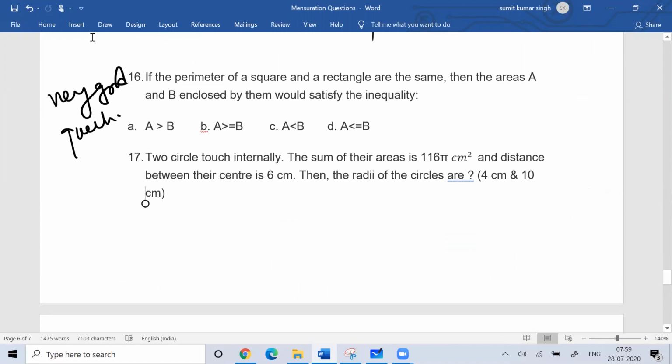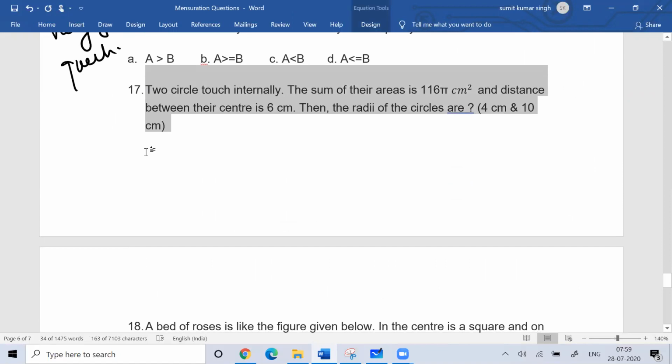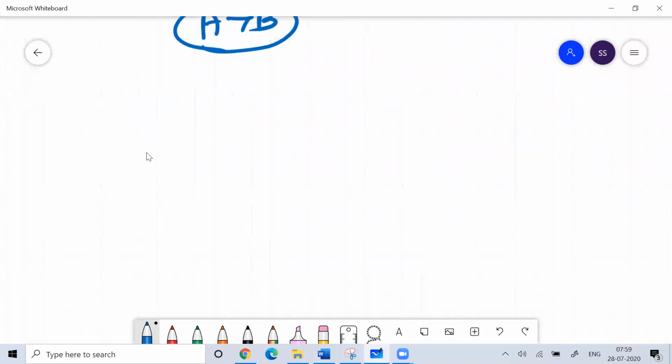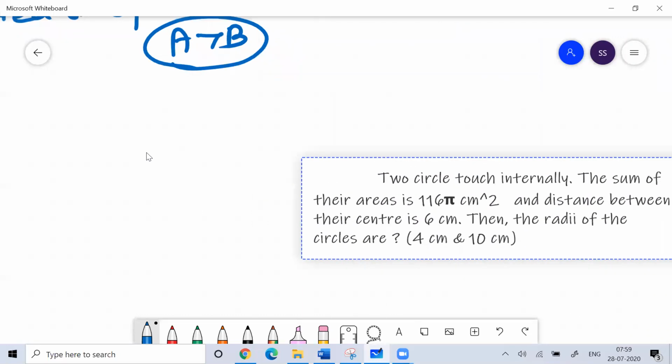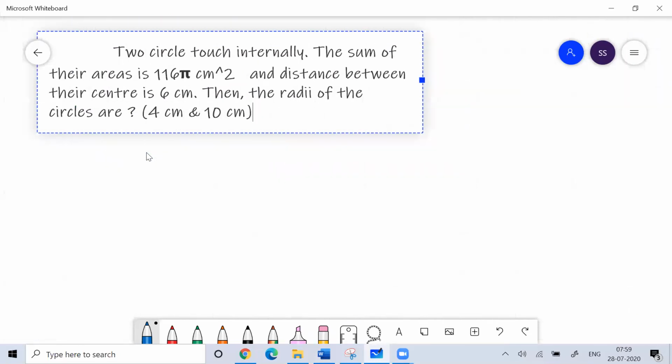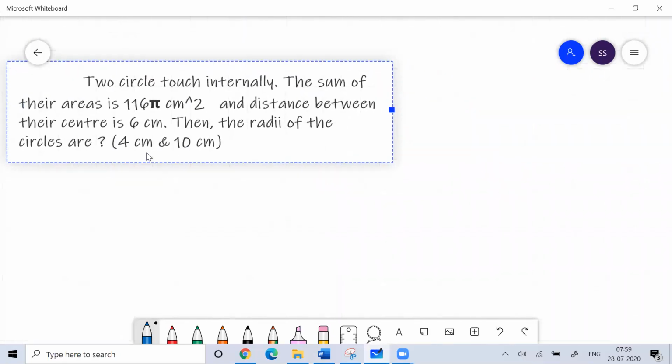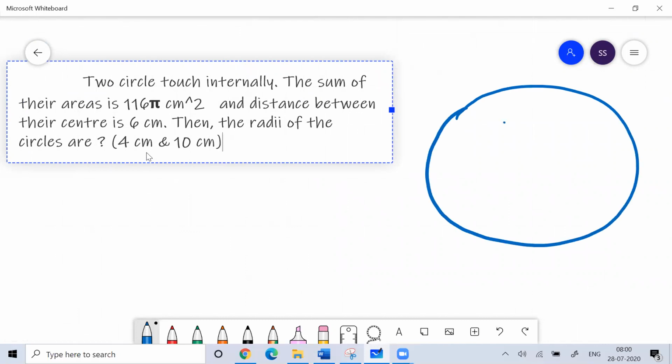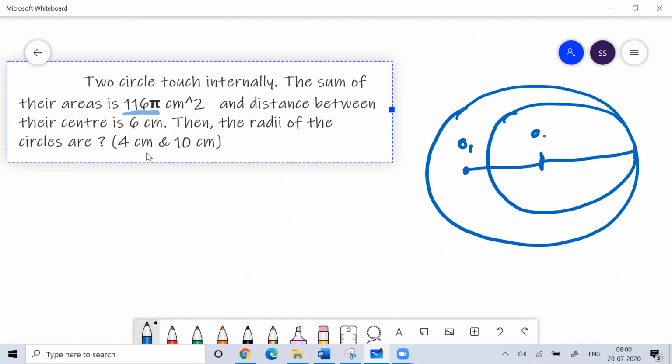So here are two circles. Two circles touch internally. Suppose the two circles are like this. The sum of the areas is 116 pi, and the distance between them, between the centers O1 and O2, is 6.